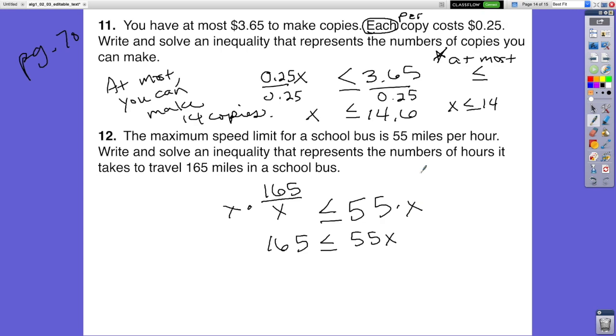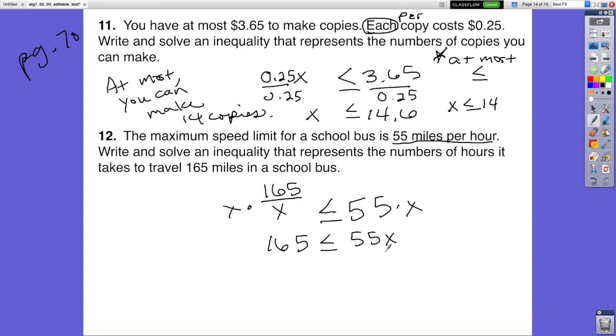And I love these driving ones just because I'm in the car a lot. So it makes me think about how long it's going to take me to get somewhere depending on how fast. So if I'm going 55 miles per hour, that's why you multiply this by the hours. It'll tell you how far you're going to go depending how fast you are.